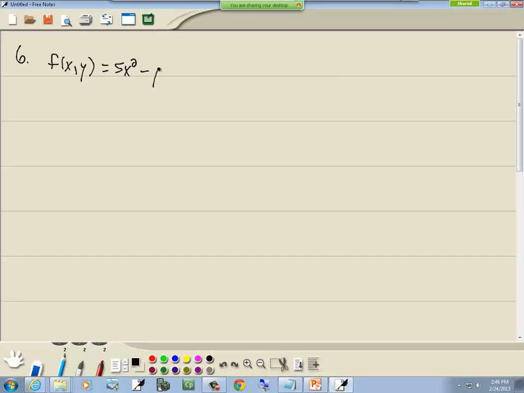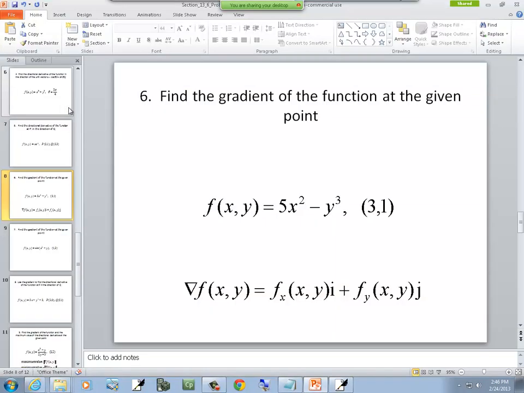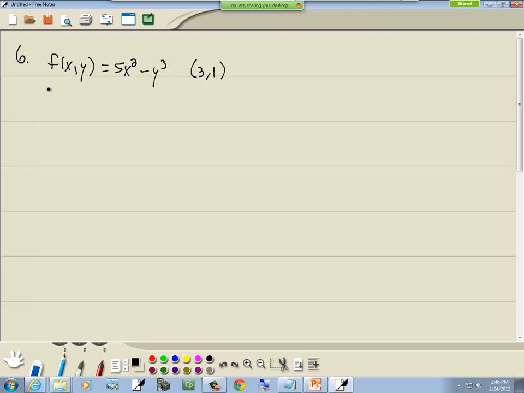Five x squared minus y to the third, at the point 3, 1. And I put the formula down here again, even though we've been using it so much, you probably know it. Del f of x, y is going to equal the partial with respect to x, i, plus the partial with respect to y, j. So I take the partial derivative of this with respect to x. The y is a constant, so this drops away, and that gives us 10x i plus, and then the partial with respect to y, the 5x squared drops away, and we got negative 3y squared j.